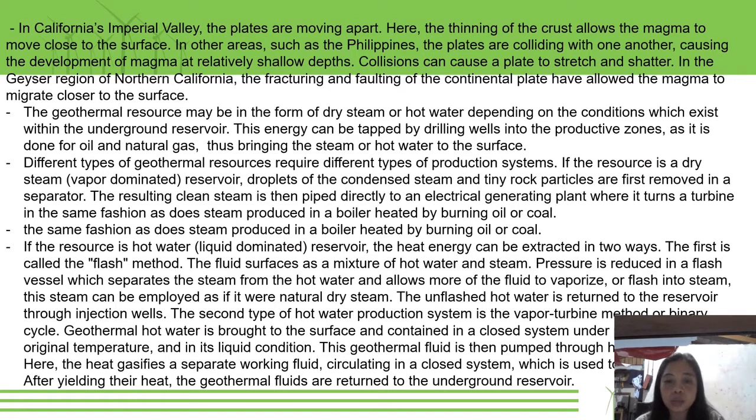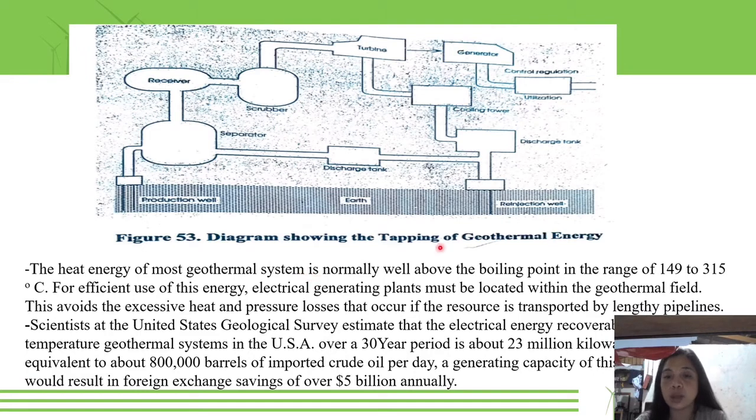The second type of hot water production system is the Rankine turbine method, or binary cycle. Geothermal hot water is brought to the surface and contained in a closed system under pressure at its original temperature and in its liquid condition. This geothermal fluid is then pumped through heat exchangers. Here the heat vaporizes a separate working fluid circulating in a closed system, which is used to drive a turbine. After yielding its heat, the geothermal fluid is returned to the underground reservoir. Here is the diagram showing the tapping of geothermal energy.